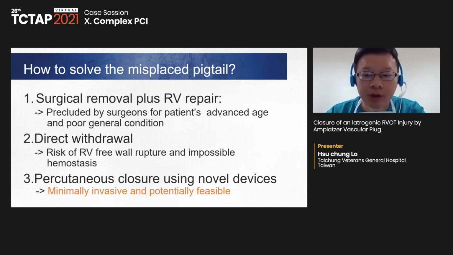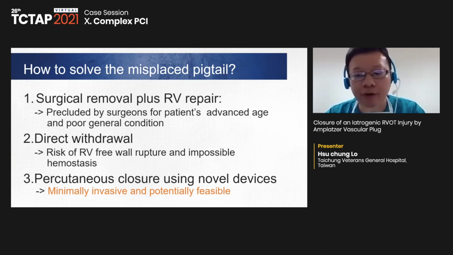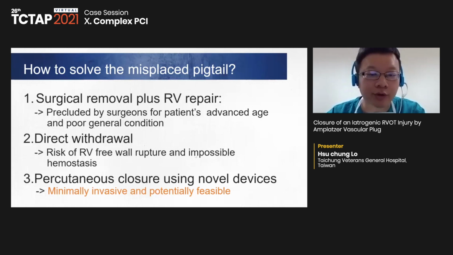The rate withdrawal of this pigtail may be another option, but we need to take the risk of uncontrolled RV free wall rupture, and the patient may not survive if tamponade progresses. So percutaneous closure using a novel device may be the only way to go in this patient.